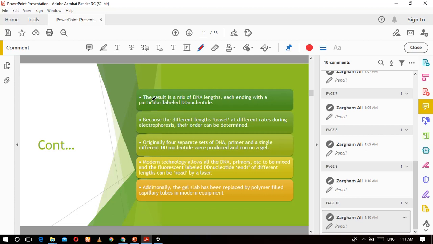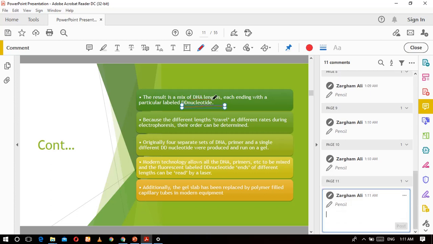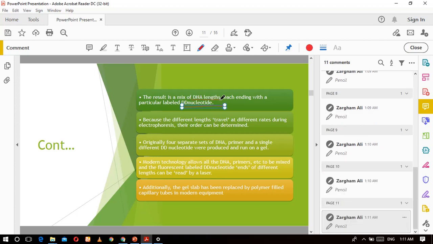As a result of the dideoxynucleotide, all the DNA fragments end with a particular label. The dideoxynucleotide lacks the oxygen on both the 2 carbon and 3 carbon, so no further extension is possible and the DNA polymerase is removed.